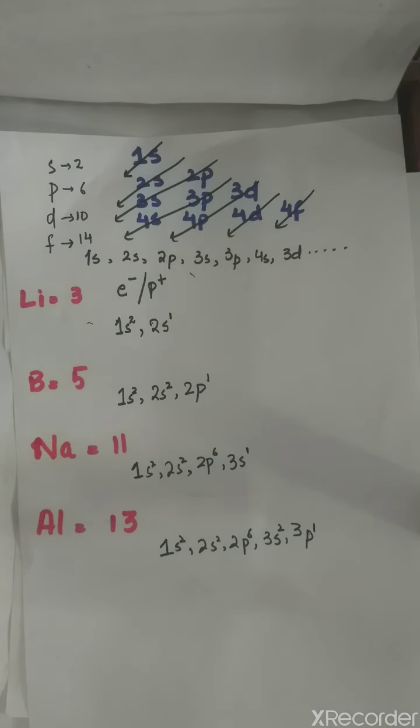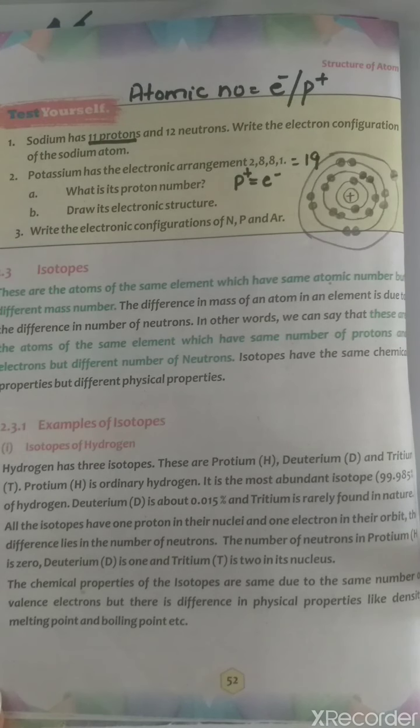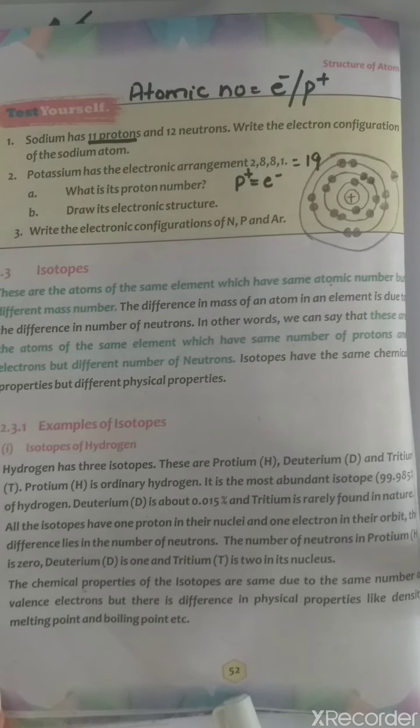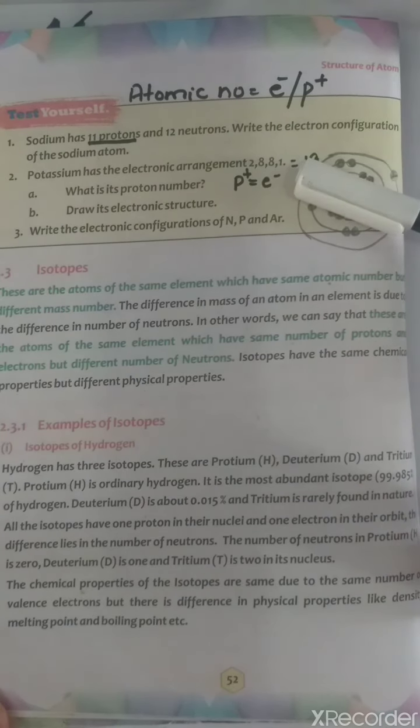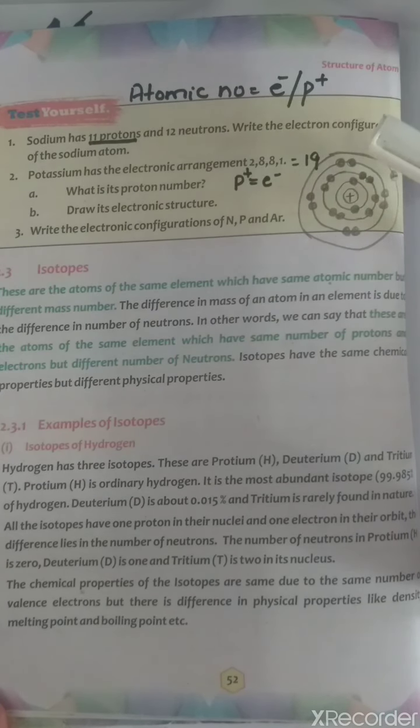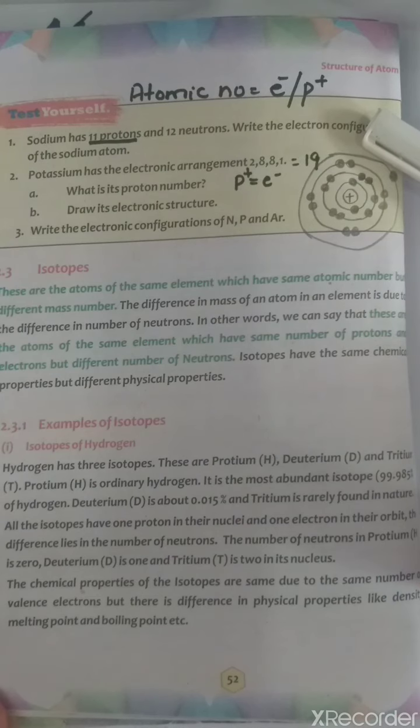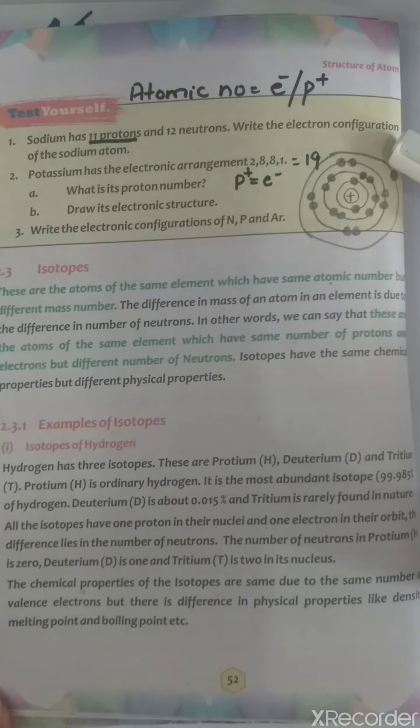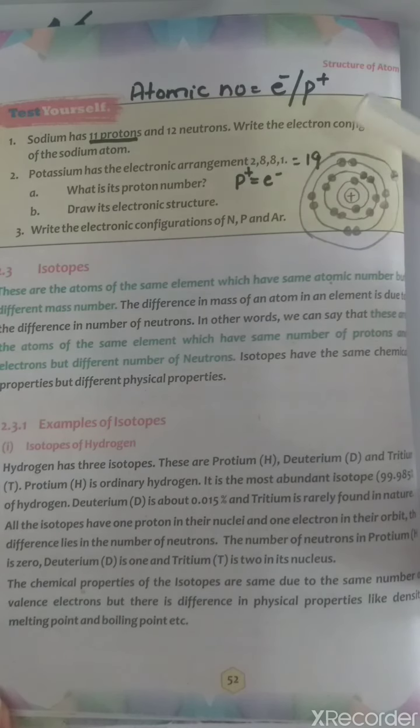Electronic configuration is very easy. You just need to learn the number of electrons accommodated in s, p, d and f orbitals. Now come to the next page, that is page number 52. We are going to do this test yourself. Look at the first one. Sodium has 11 protons and 12 neutrons. Write the electronic configuration of sodium atom. We are already done with the electronic configuration of sodium atom, but there is a trick.